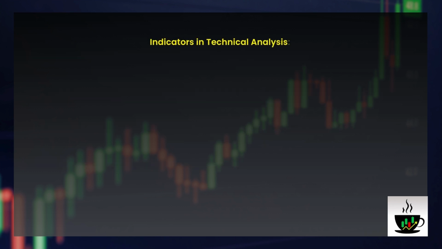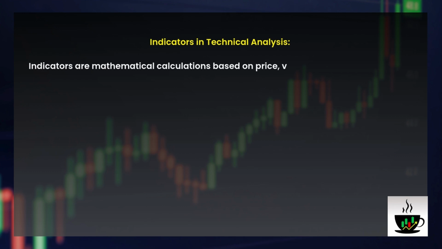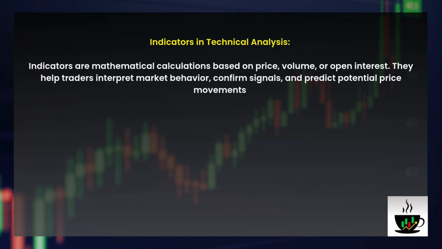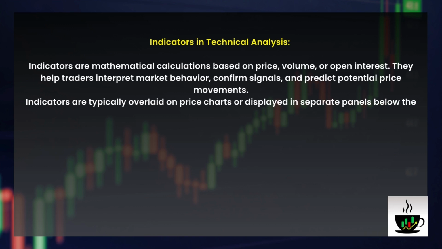Indicators in technical analysis. Indicators are mathematical calculations based on price, volume, or open interest. They help traders interpret market behavior, confirm signals, and predict potential price movements. Indicators are typically overlaid on price charts or displayed in separate panels below the chart and are used to guide trading decisions.